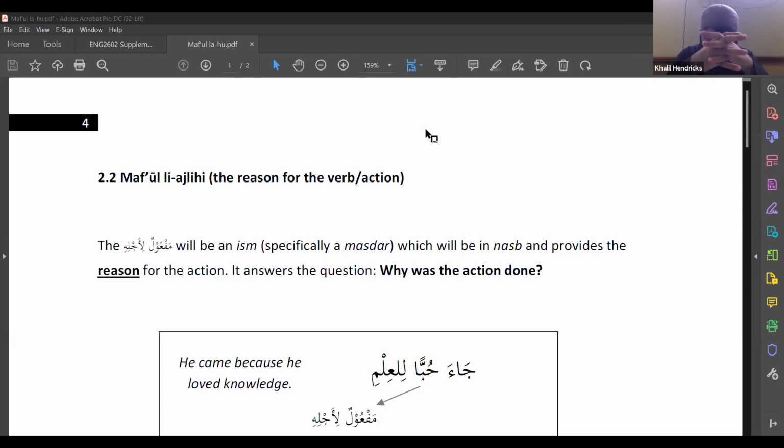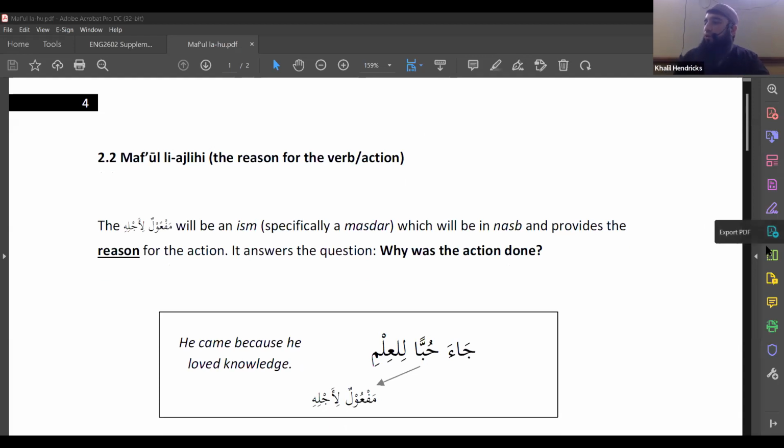The final cause, if you want, of the action. The maf'ulun lahu, or the maf'ulun li'ajlihi. That literally translates to done for it, or done for the reason of it. And that's exactly what it is. What does it look like? Or how does it appear?